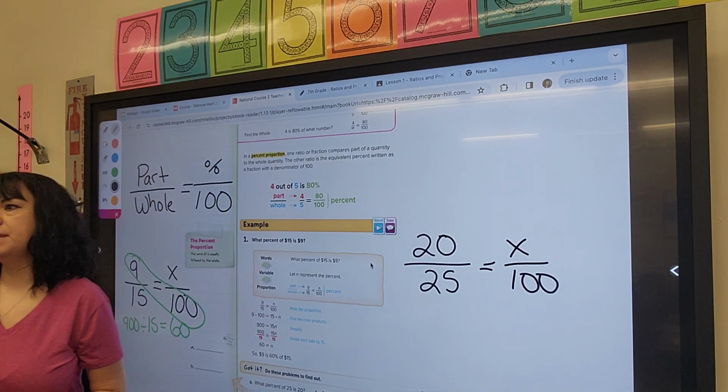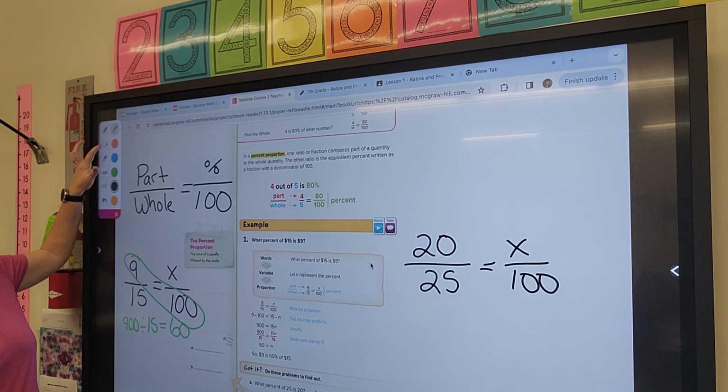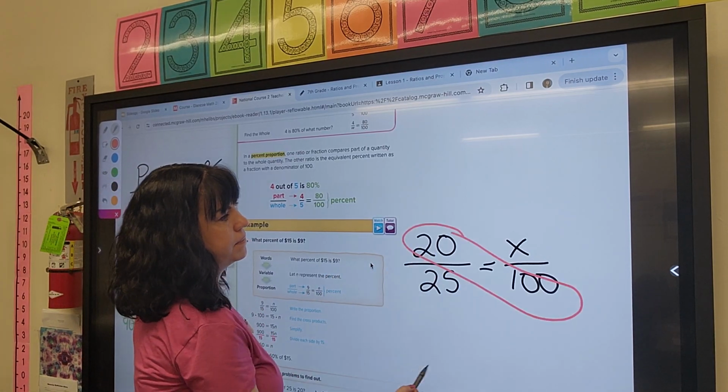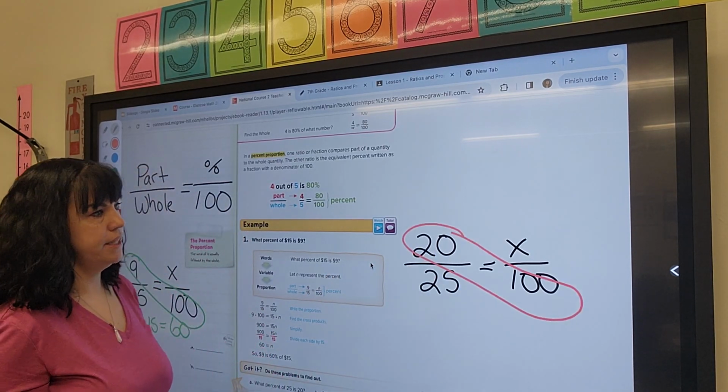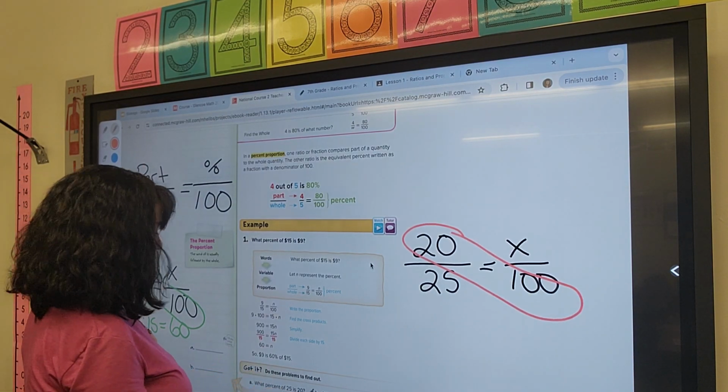Who can tell me how to solve that? Raise your hand if you remember. Grayson? You cross multiply. Yeah, so 20 times 100. And you divide by 25. Right, so 20 times 100 is 2,000. 2,000 divided by 25 is 80. And so it's going to be 80%.